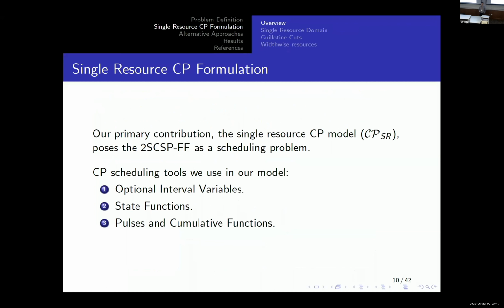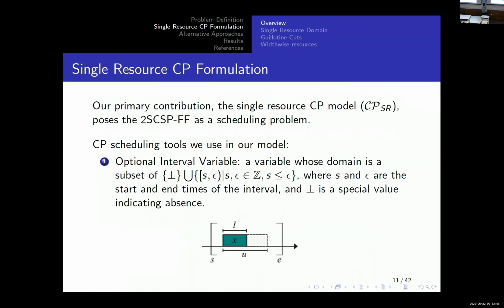So our primary contribution is the single resource constraint programming model, which poses our problem as a scheduling one. In particular, the single resource scheduling model uses CP scheduling tools, so constraint programming scheduling tools, that include optional interval variables, state functions, and pulse and cumulative functions. And in the next couple of slides, I'll briefly talk about what each of these are.